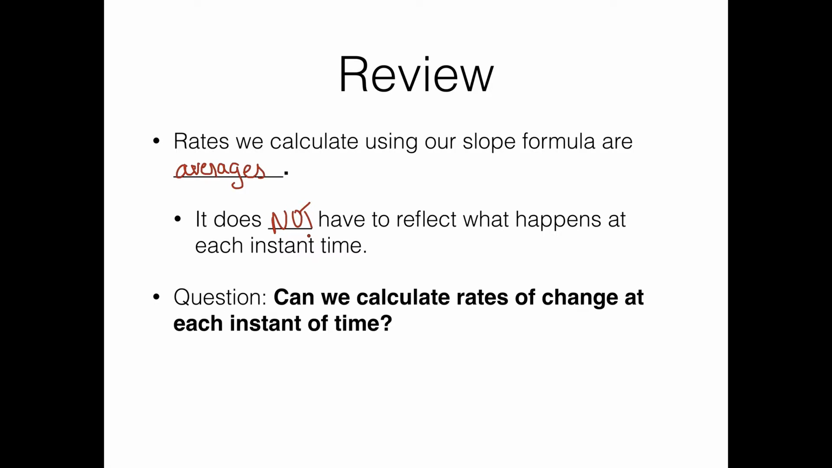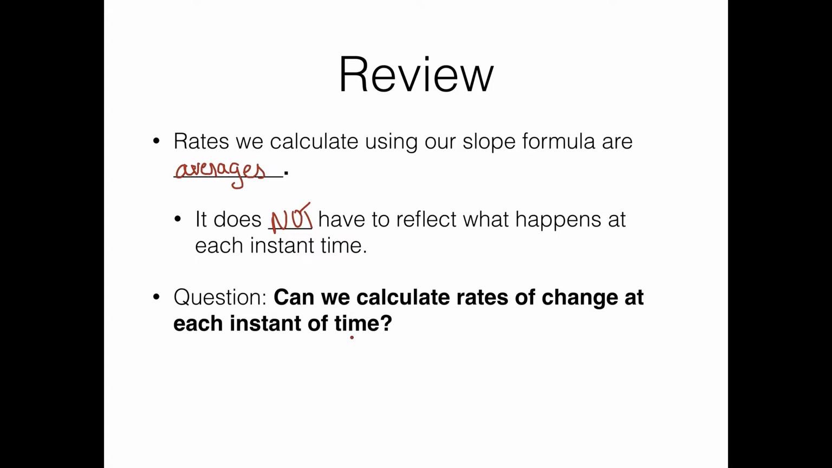Now the question I left you with was, can we calculate rates of change at each instant of time? In other words, instead of just taking the overall rate of change that we get with the slope formula, can we actually find what the rate of change is at each instant of time? For example, take the car example we talked about. If you went 300 kilometers in those 5 hours, can we calculate how fast you went at each instant? Let's answer that in this video.